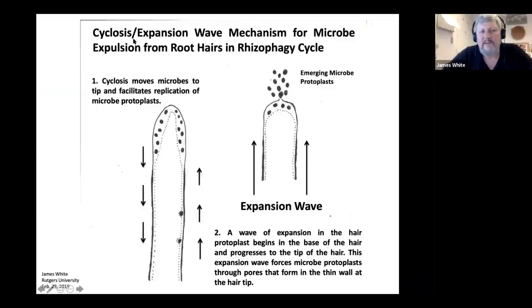This is something we call the cyclosis expansion wave hypothesis for microbe expansion from root hairs. This diagram to the left will show the cyclosis of microbes going around and around. You can see they're being deposited here in this more flexible tip of the wall of the hair. The tip of the hair itself really is a little needle-shaped structure, a skinny little thing inside that. But the microbes accumulate around here, and then at some point, there's an expansion wave. We think when ethylene builds up to the point that it triggers this expansion, this growth wave happens at the base of the hair, goes to the tip, and essentially squeezes those microbes out of pores in the tip. And I'll show you that.